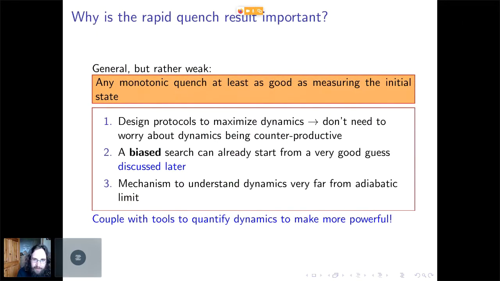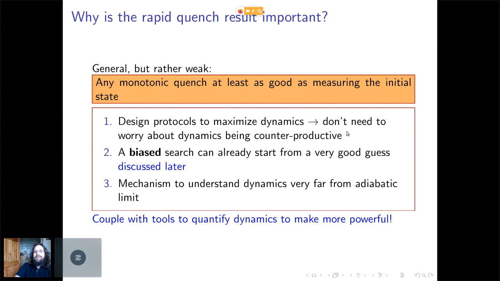So the rapid quench result that I keep going on about, why is it important? Well, it's general, but it is a bit of a weak statement, because all I'm saying is it's at least as good as measuring the initial state, which, if you have an unbiased initial state, is at least as good as random guessing. Okay, but it is actually important for a lot of reasons.